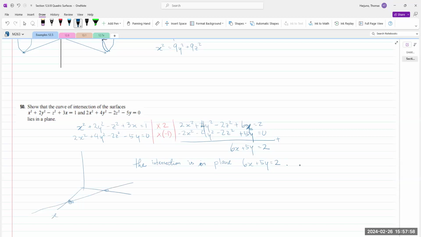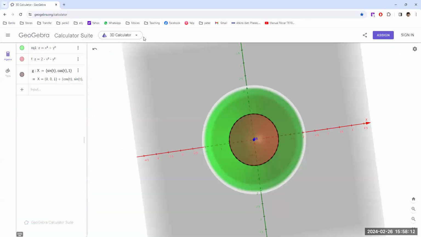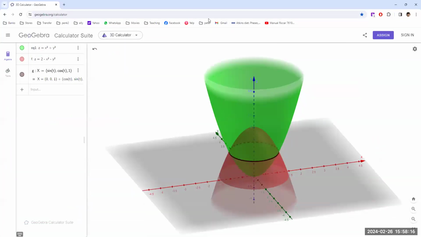This is the x-axis, this is the y-axis. Okay, yeah, but you play with that GeoGebra.org, and then calculator. You need to change this to the 3D calculator. Okay, you need to change that to the 3D calculator. Okay, that's for this section 12.6.